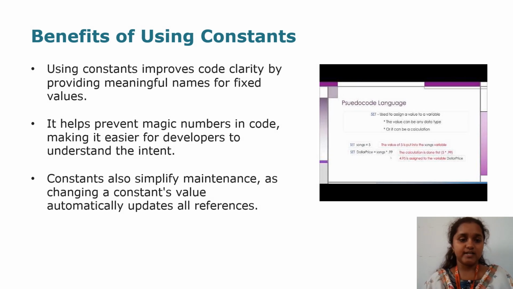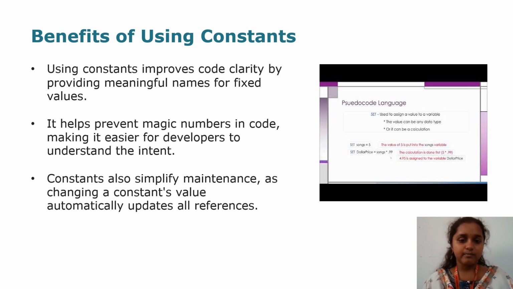Benefits of using constants. Using constants improves code clarity by providing meaningful names for fixed values. For example, we use the final keyword for a declaration of a constant. This indicates that the value cannot be changed. It gives a hint to the reader or new user to understand easily that it is a constant.